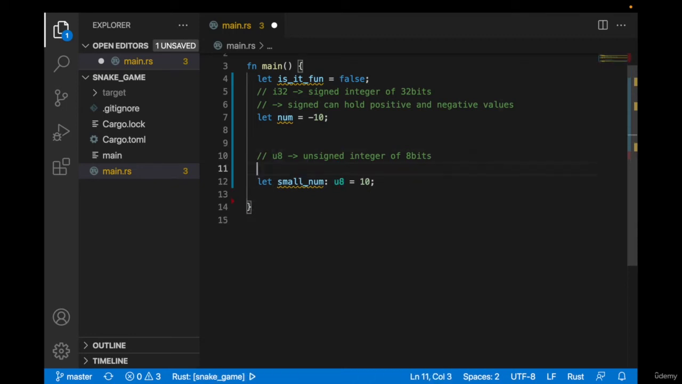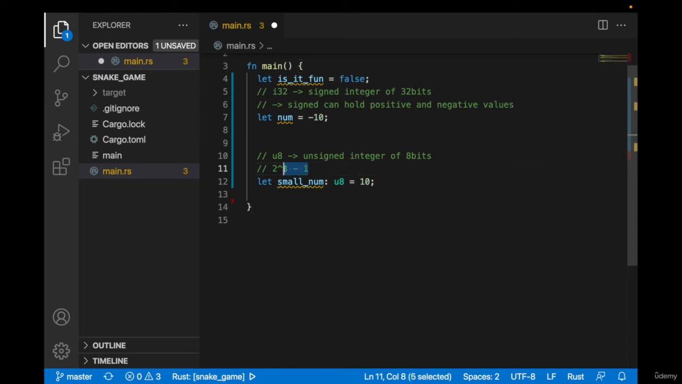And how many values can 8 bits actually hold? When you want to compute it, there's a very simple computation for it. When you are working with the u8 type, that's 2 to the power of 8 minus 1.